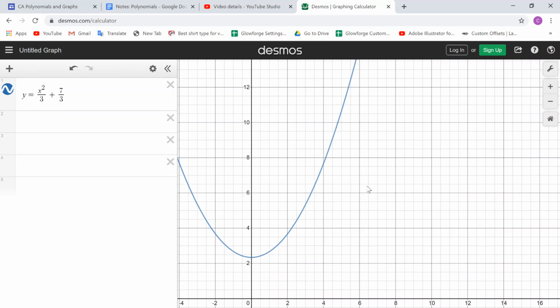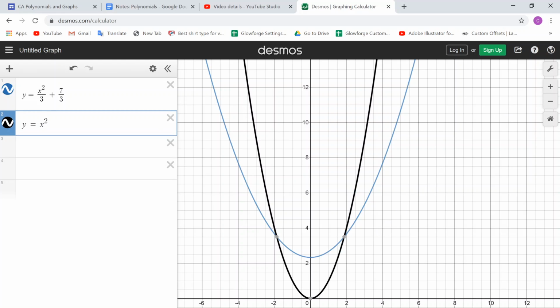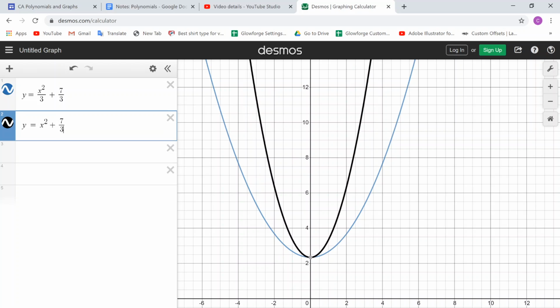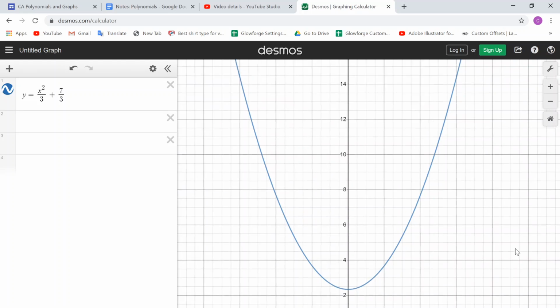Okay, so if you see it, you got your parabola. Notice it's a little bit wider. Then if I put, I'll just show you how it's wider, because you might not believe that. Plus 7/3. So there's the x squared plus 7/3 without the dividing by 3, and that is with the x squared over 3, or with the 1/3. So the blue one is the wider one. And there you have it. You can kind of see what I'm talking about.